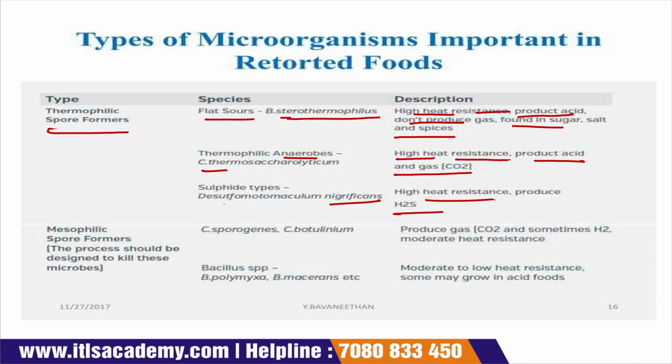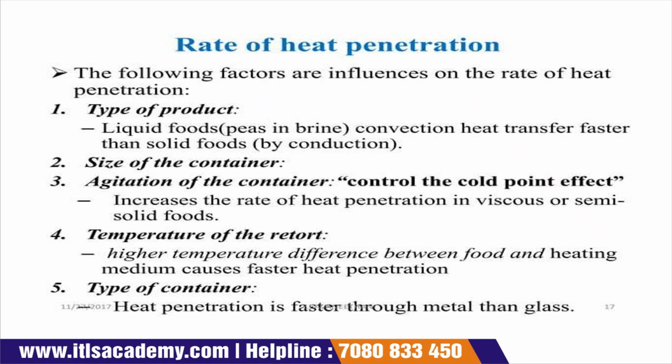The next category is the mesophilic spore formers. The process should be designed to kill these microorganisms, that is Clostridium sporogenes and Clostridium botulinum. They produce gas like CO2 and sometimes hydrogen, and are moderately heat resistant. Then Bacillus species, that is Bacillus polymyxa and Bacillus macerans, etc. They are moderately to low heat resistant and some may grow in highly acidic foods.